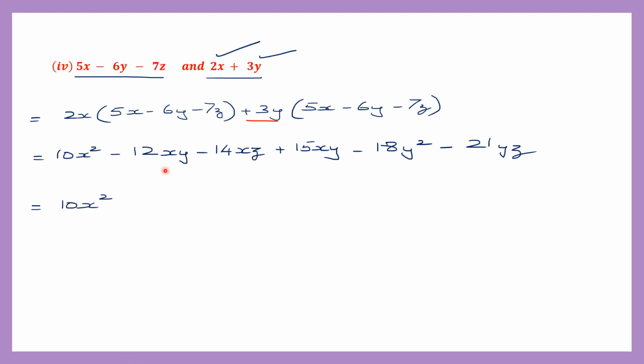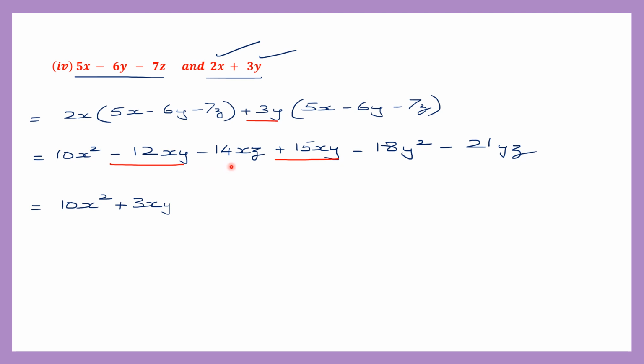Now here we have xy. Do we have another xy? Yes, here we have. That means we have to work out minus 12xy plus 15xy. This is not multiplication. So when signs are different, put the sign of the bigger number and subtract. 15 minus 12 is 3, plus 3xy. So that is plus 3xy.